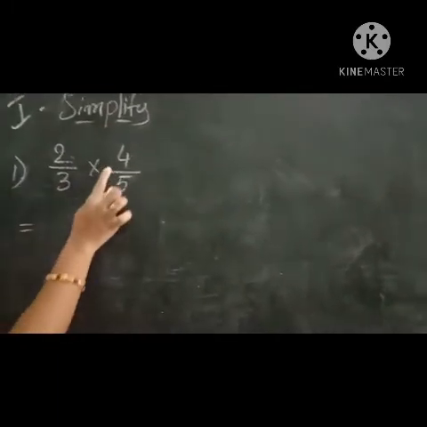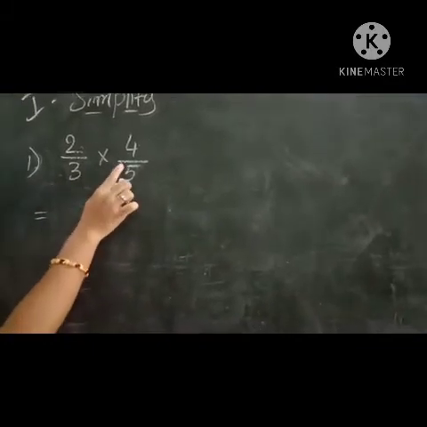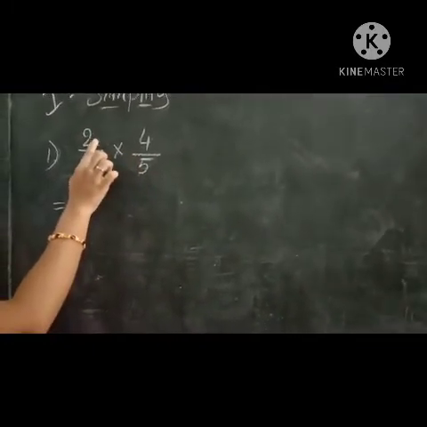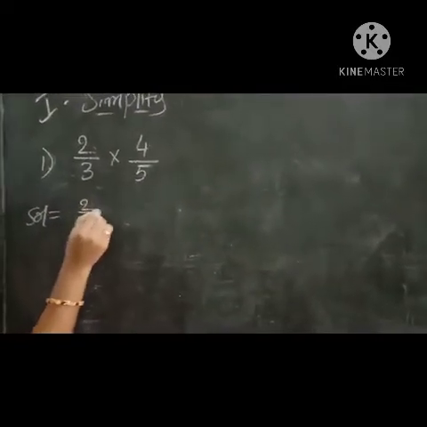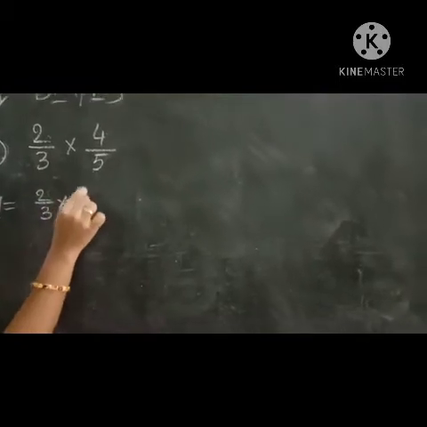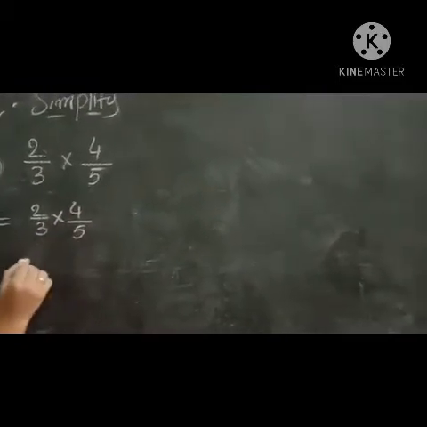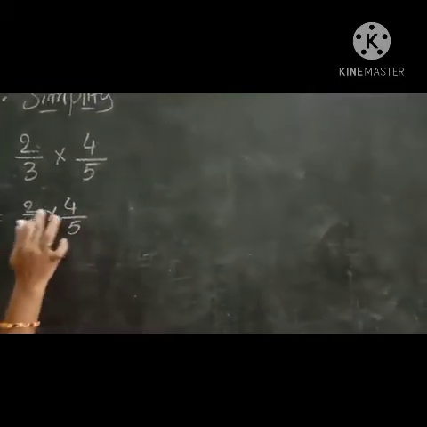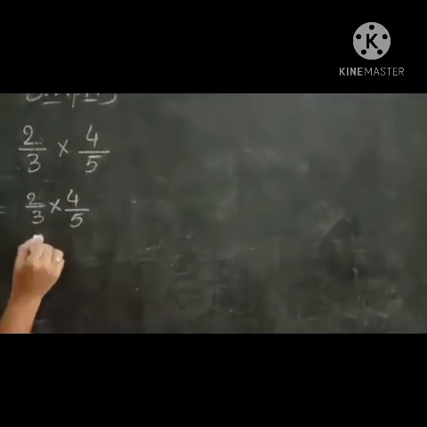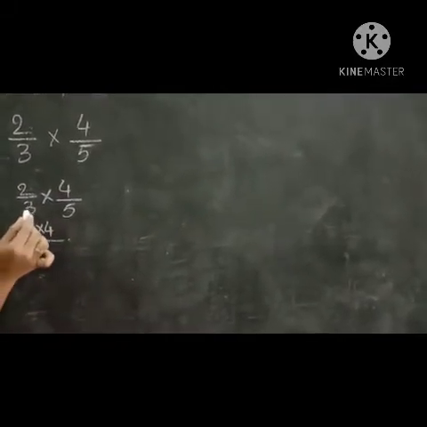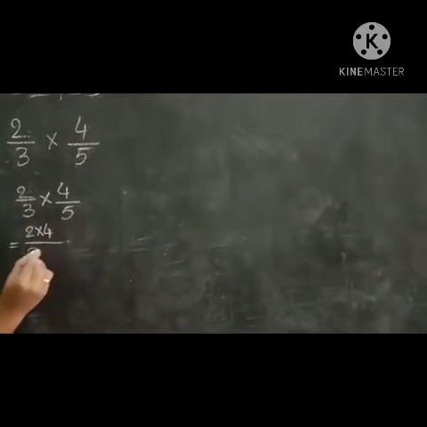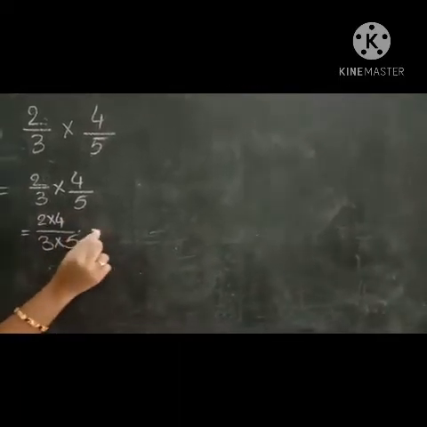Why? Because here the fraction is there, no? If it were a whole number, we would just multiply the numerator. But here the fraction is there, no? So see here, children, the solution. 2 by 3 into 4 by 5 equals, what are the numerator numbers? 2 into 4, by, next the denominator numbers, 3 into 5.